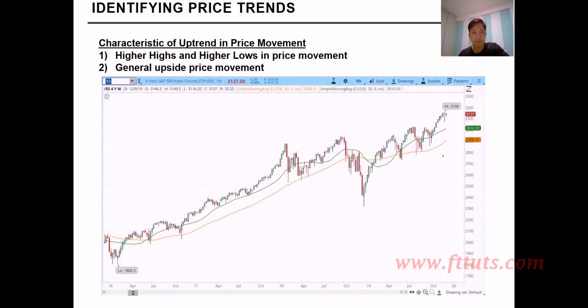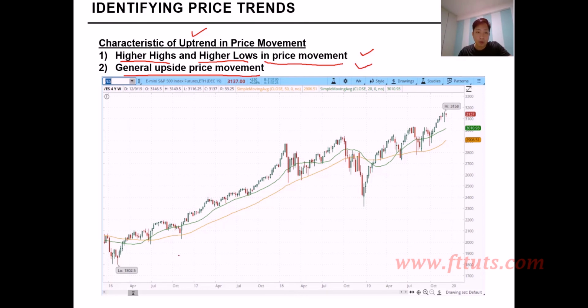Okay, and this is also one of the important lessons that I need to let you know, right? To identify this thing called a price trend. So what do we mean by an uptrend? Okay, uptrend. So the general characteristic, right? The general characteristic is that for an uptrend you want to see higher highs, higher lows in price movement, or basically a general upside price movement. Okay, so these can be one or both. Can be one of these factors or both of these factors. Okay, we say that it's a characteristic.